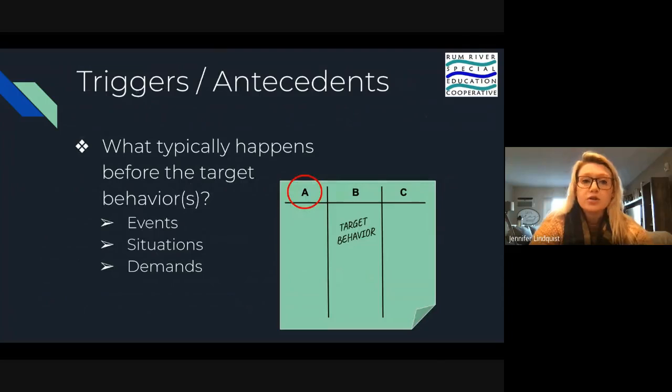So going back to those triggers and antecedents, what typically happens before the target behavior occurs? That's that A piece in the ABC data. This would be events, situations, demands placed right before that target behavior.